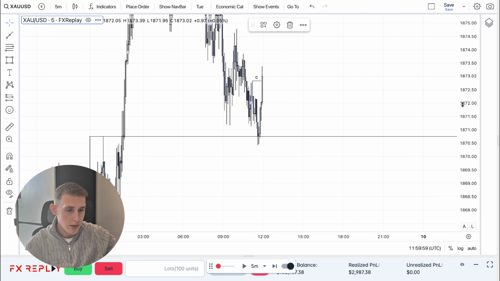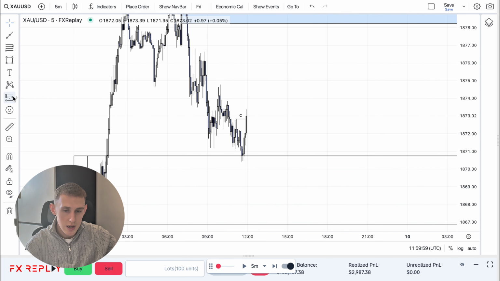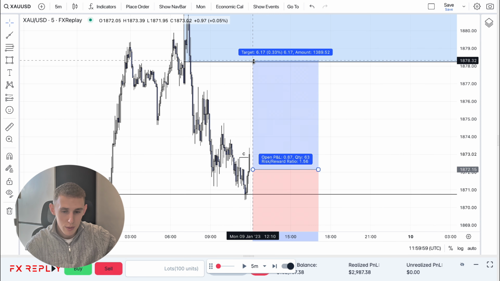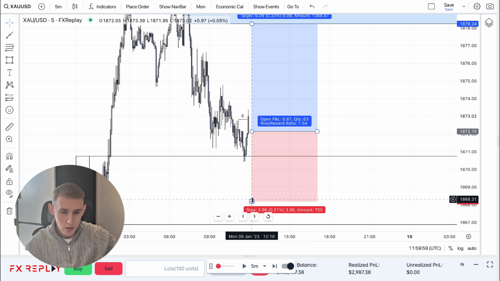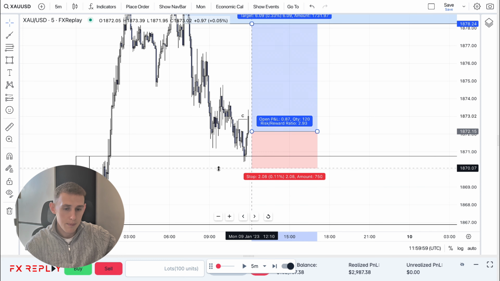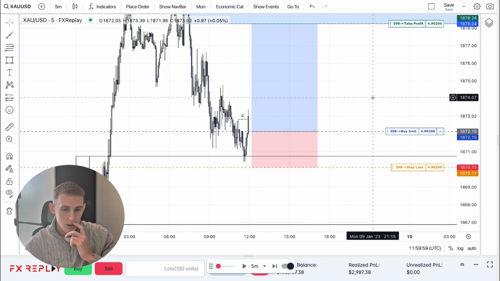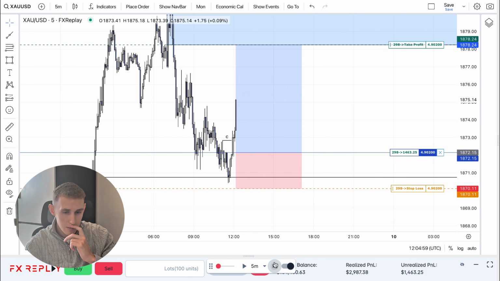So based on that, I'm going to wait for a pullback into this range, target this supply, and we want it to be a 1 to 3. So have stops like that. There we go, pretty much a sniper entry.